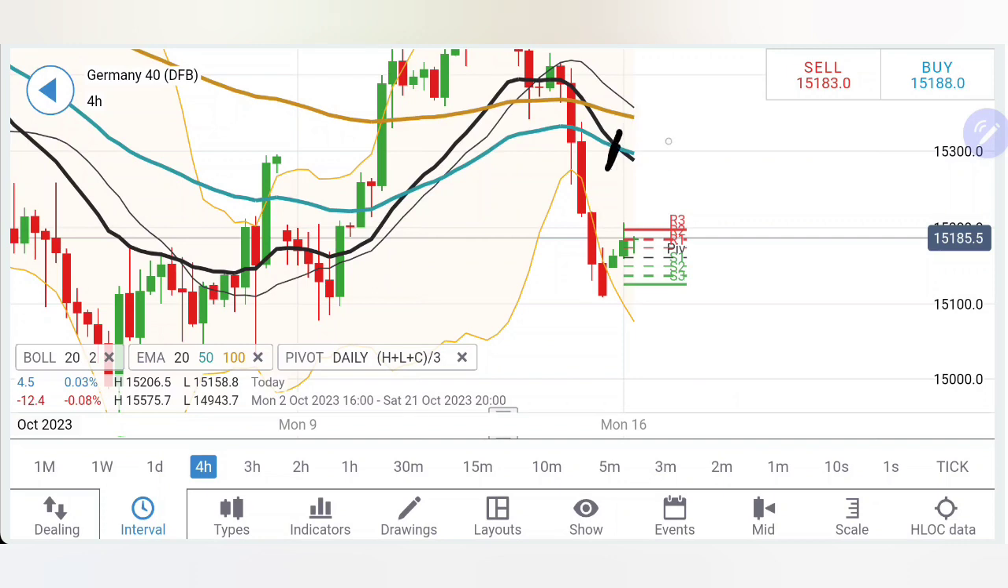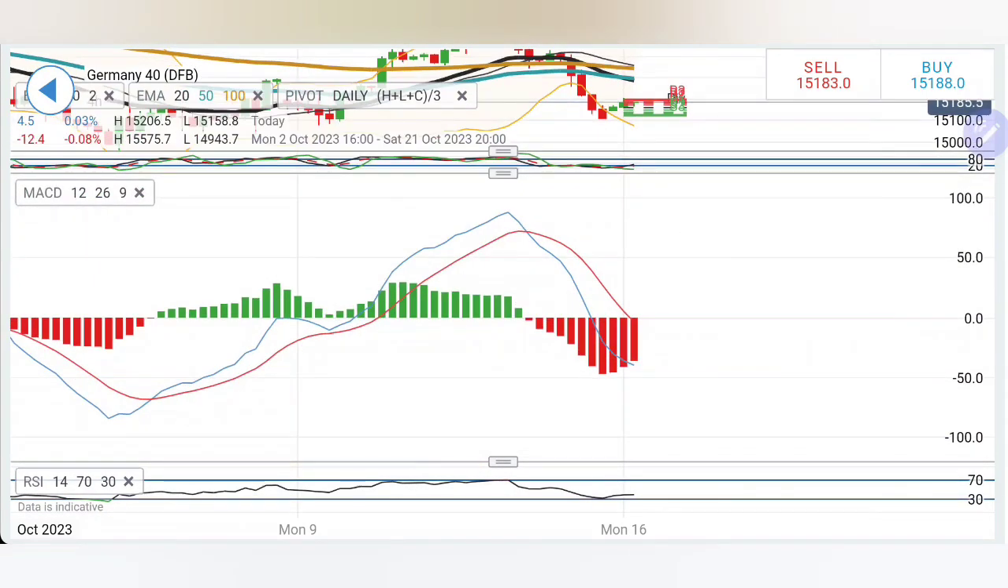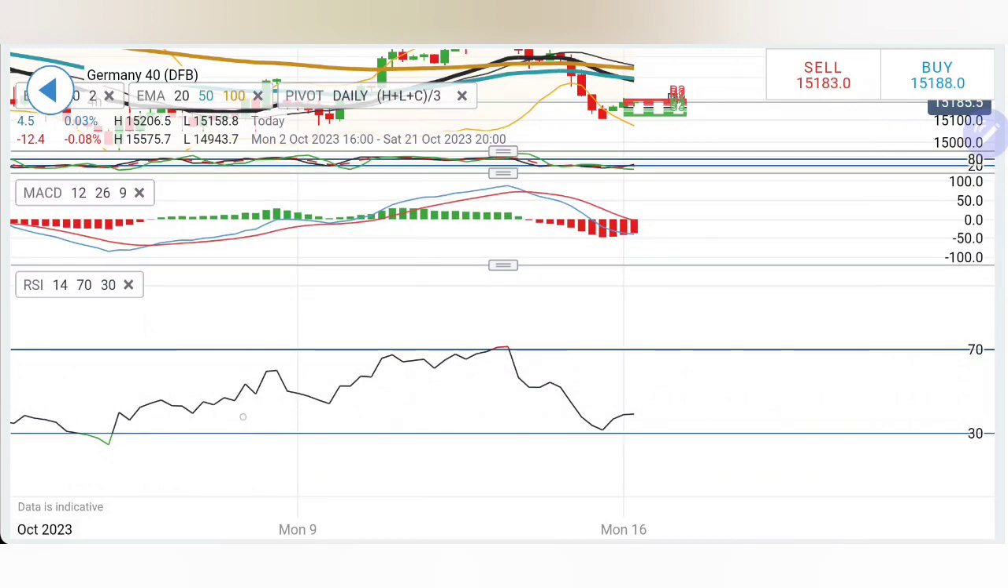Also, if you look at the moving averages, they have crossed over here and these are achievable levels as well. Stochastic rising from the oversold. MACD is bearish. It is trying to converge. RSI is at the bottom here.